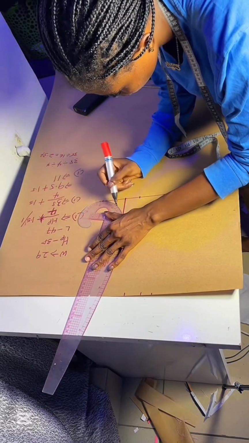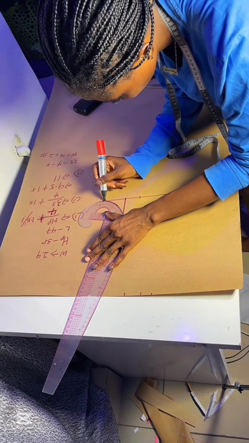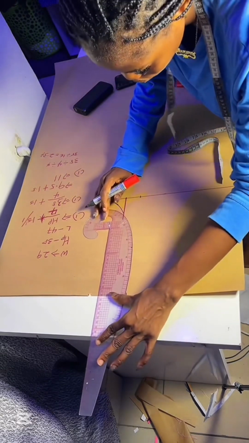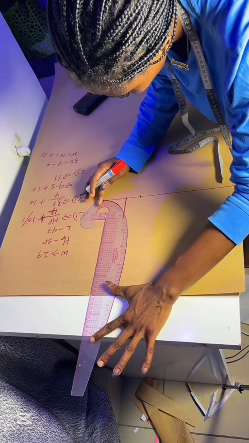So I went out by 1 inch. Can you see that? So I marked it there. Then I connected it from the waist down to where we marked our crotch extension.